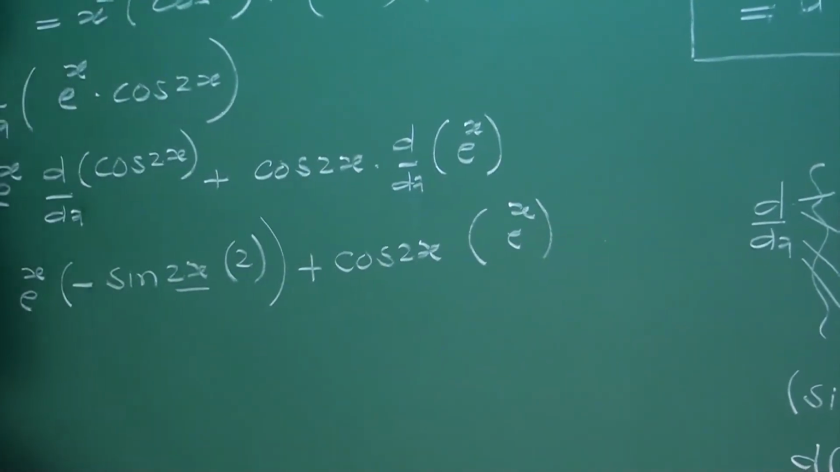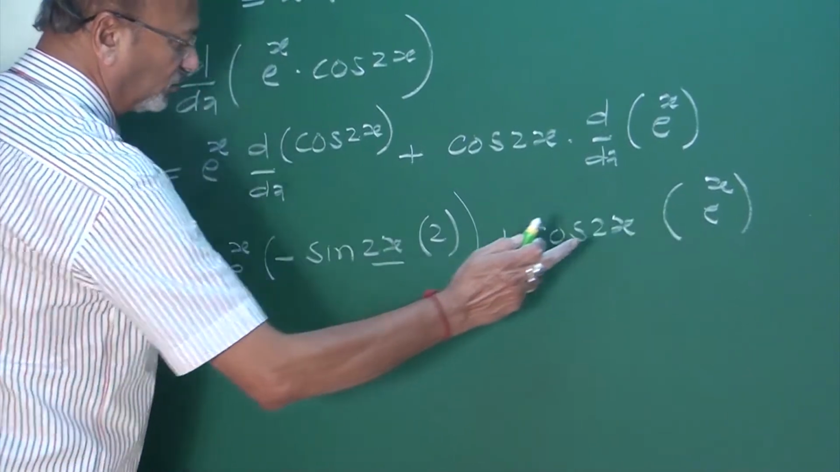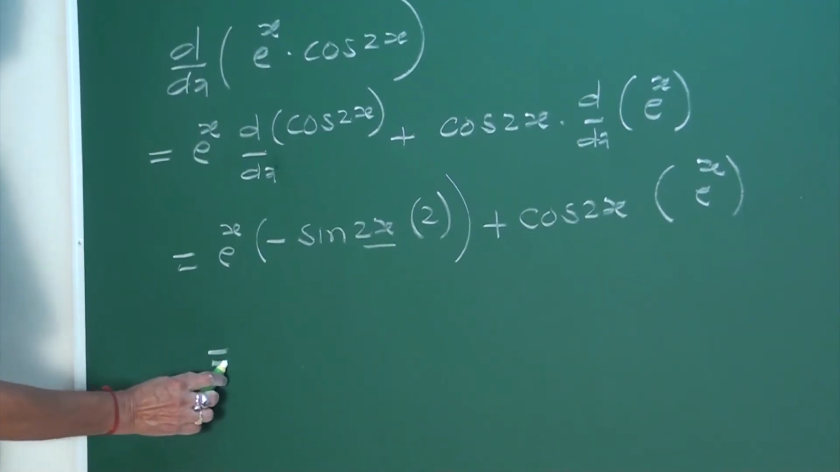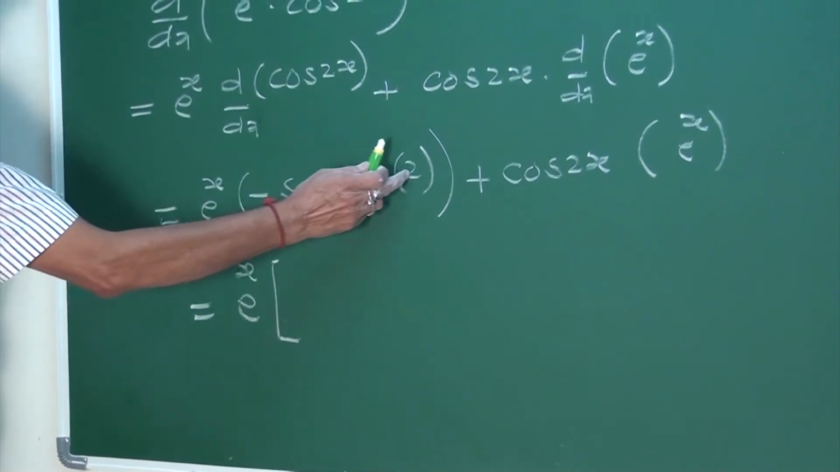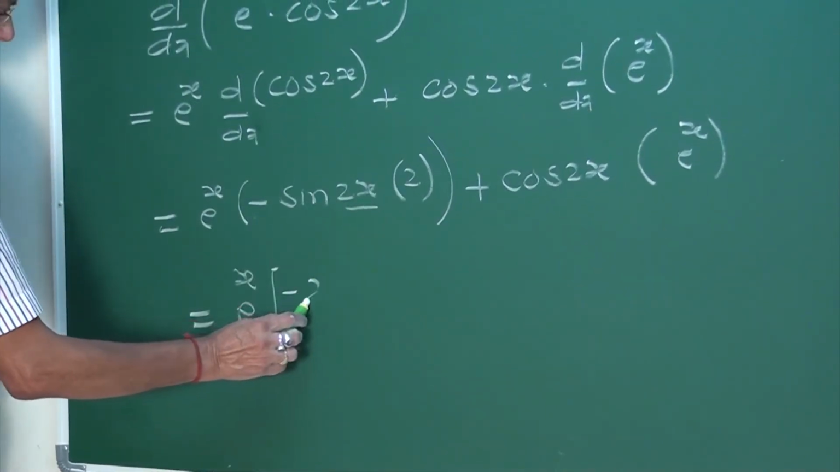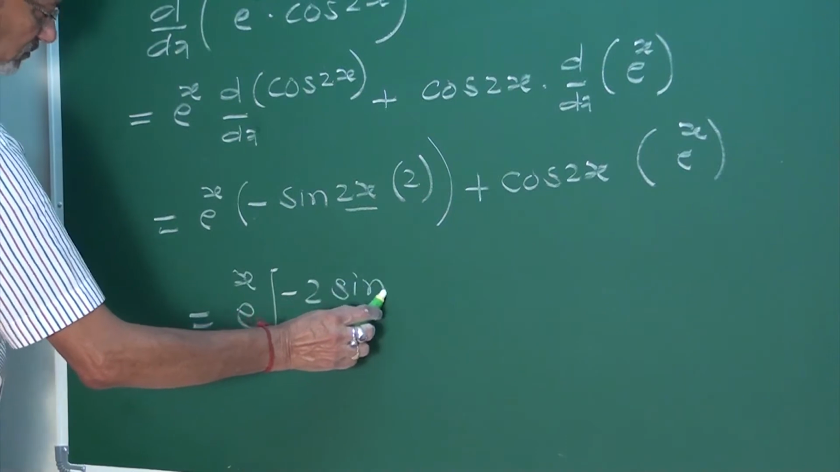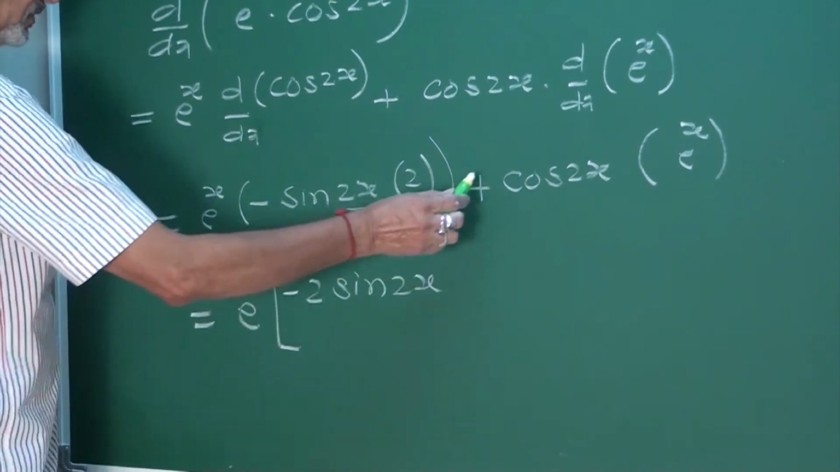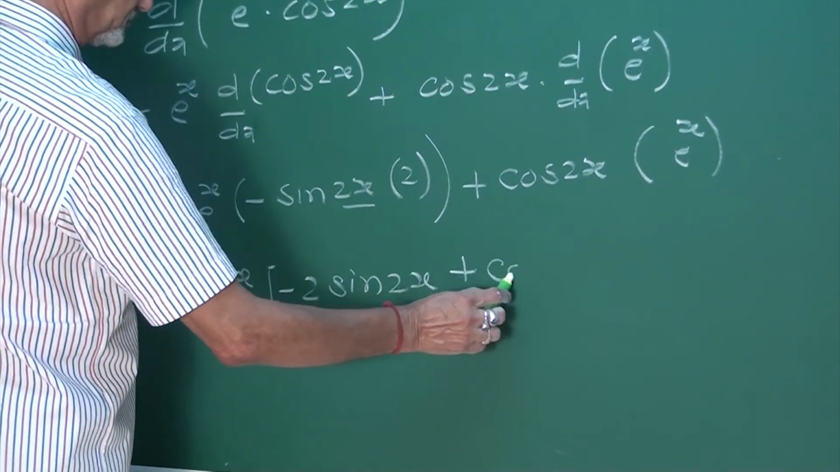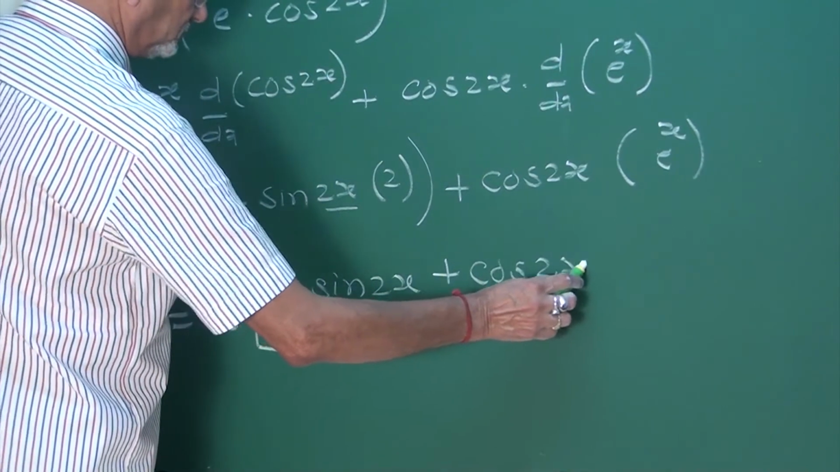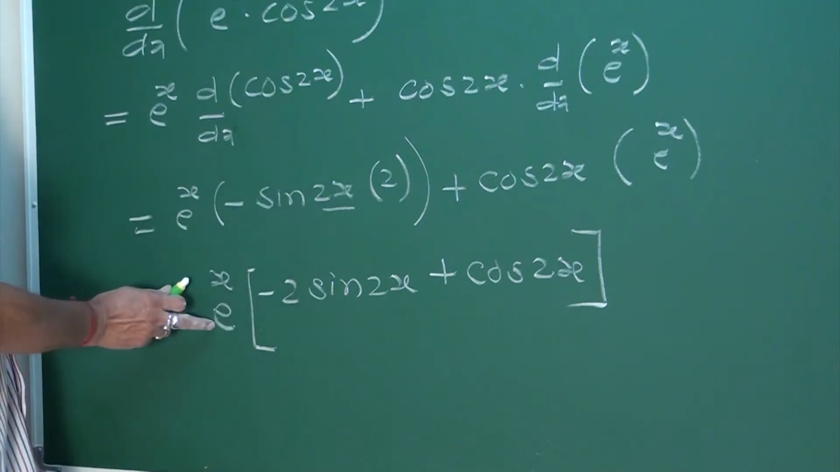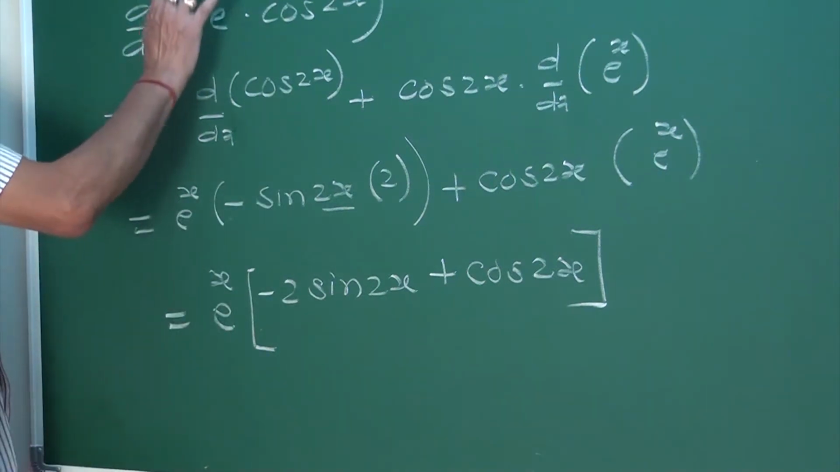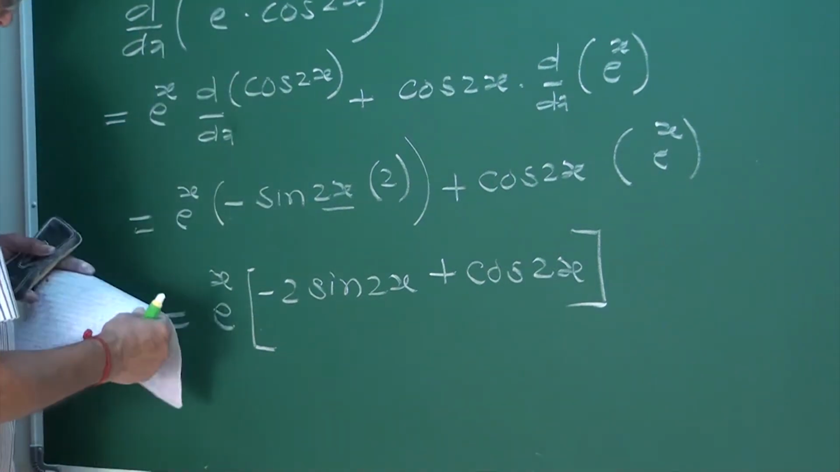If you want to simplify this, take e to the power x common. Then it is e to the power x into minus 2 sin 2x plus cos 2x. This is after taking e to the power x common. Yes, my friend, this is the second example.